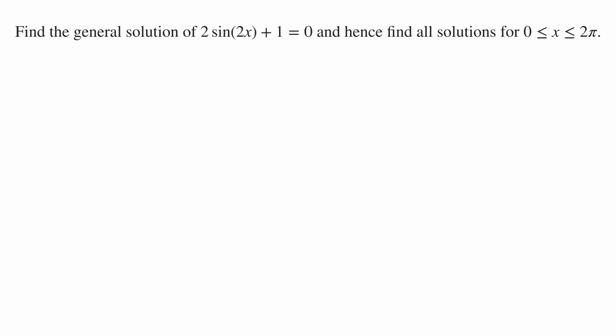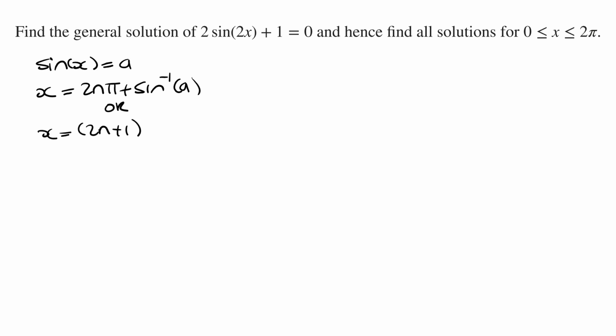To find the general solution of a sine function, we use the rule: if sine x is equal to some value a, then x is going to equal 2n pi plus sine inverse of the value a, or x is going to equal (2n plus 1) times pi minus sine inverse of the value a, where n is going to be some integer. Now notice here that x is inside the brackets, and so we're going to say x is equal to this general rule. And if we have anything other than x, then we let whatever's inside the brackets equal the general rule.